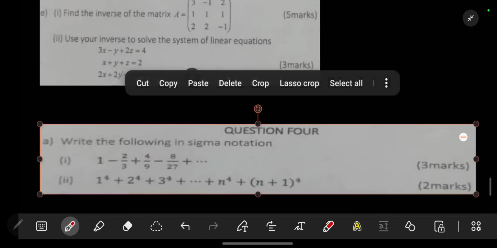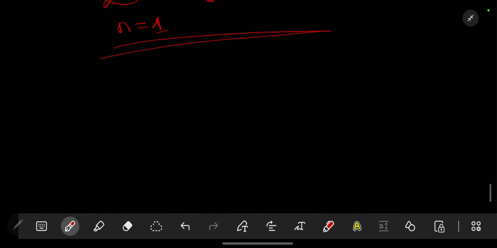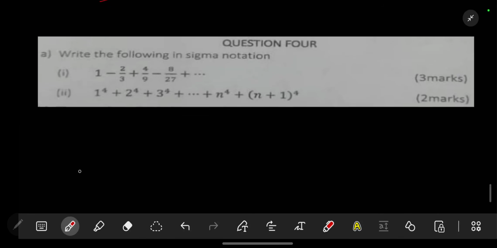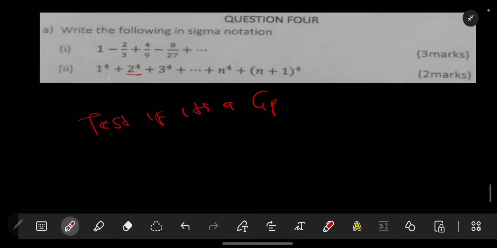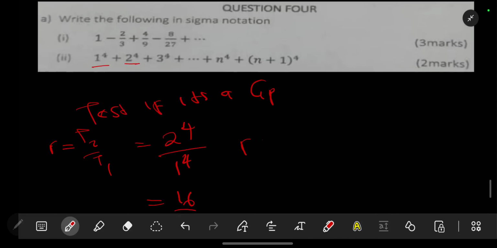So this is our answer for that one. Then for this one, especially if it's 5 marks, you are going to test if it is a GP. That means divide this by this. So R is equal to term number 2 over term number 1, which is 2 to the power 4 over 1 to the power 4. 2 to the power 4 is 16 over 1, which will just be 16. R can also be equal to term number 3 over term number 2.